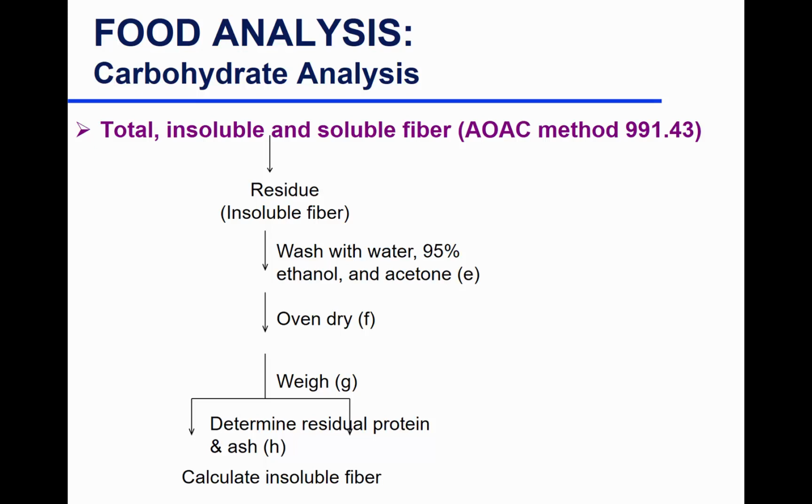So if we look at the residue, it's after you filter, you end up with the residue. At this point, this is insoluble fiber. We wash it with water, ethanol, and acetone to make sure that we take out any residual solubles out of it, and then dry, and then you weigh. Again, it's a gravimetric method, so you take the weight of that, but we have to correct for any residual protein that precipitated and any ash that remained in the sample, because you don't want to count them as insoluble fiber. So you take that sample, you determine protein and ash, and you calculate your insoluble fiber. So that's the residue.